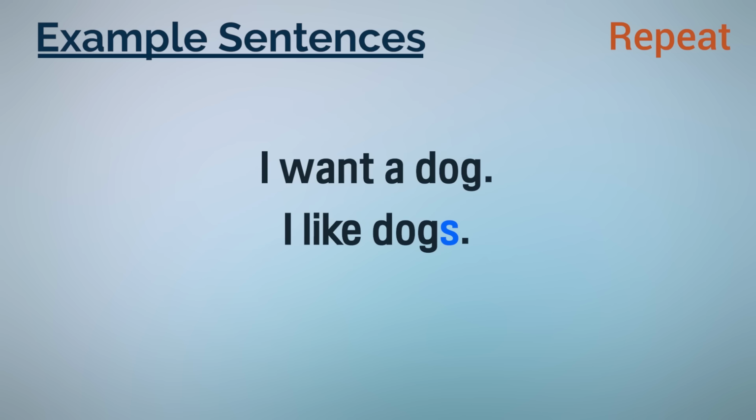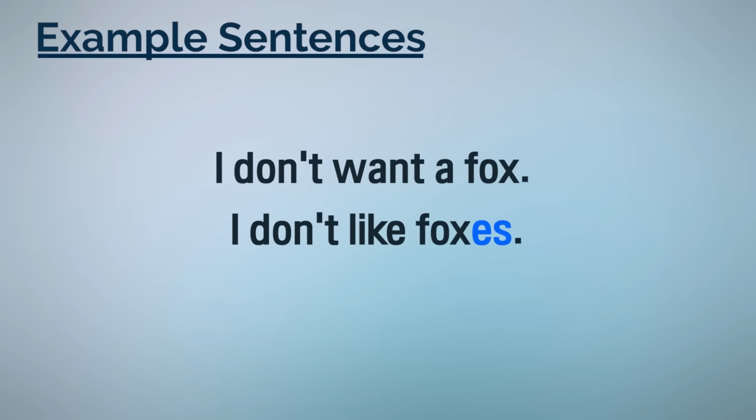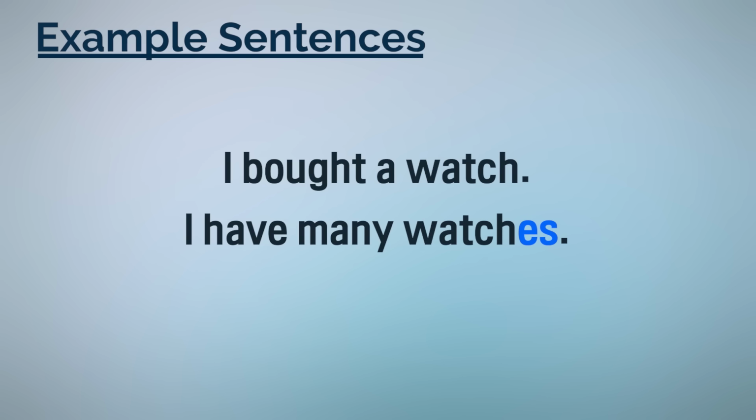The second sentence. I don't want a fox. I don't like foxes. After me, guys. I don't want a fox. I don't like foxes. Great. Moving on to the third sentence. I bought a watch. I have many watches. Repeat after me. I bought a watch. I have many watches.